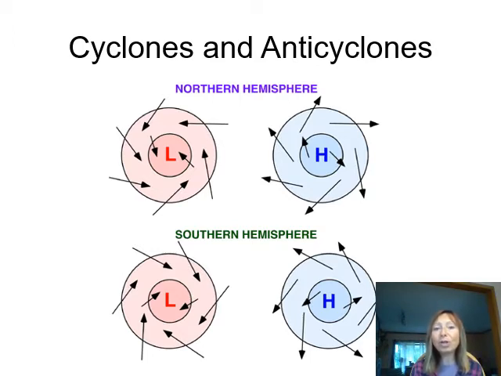Cyclones are associated with low pressure, and anticyclones are associated with high pressure. In the northern hemisphere, because of the Coriolis effect, the air moves counterclockwise in cyclones and clockwise in anticyclones. In the southern hemisphere, the movement is the opposite. The air moves clockwise in the low pressure systems, the cyclones, and counterclockwise in the anticyclones, which are high pressure systems.